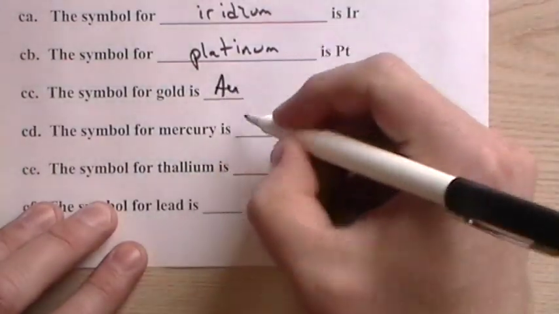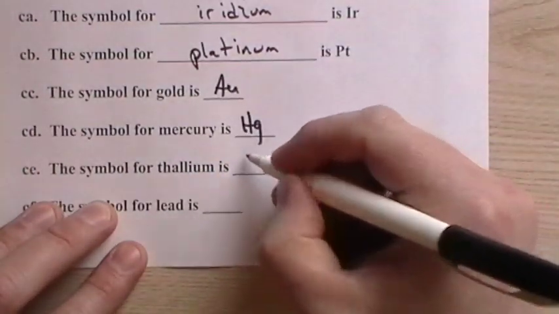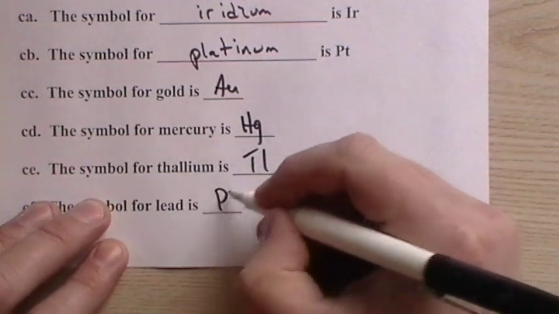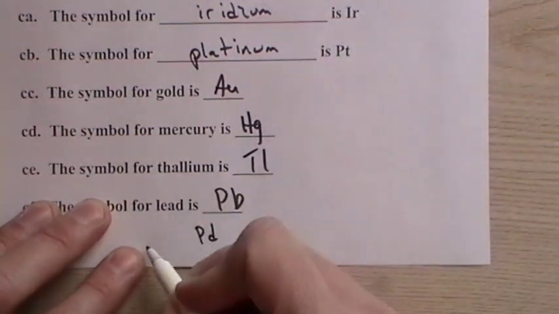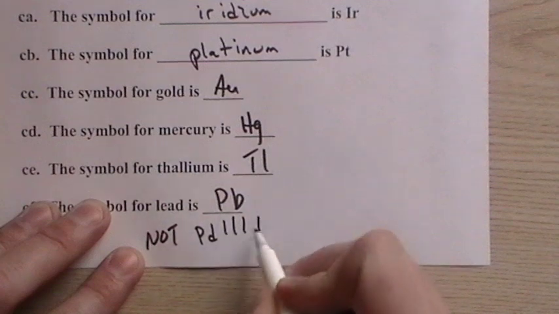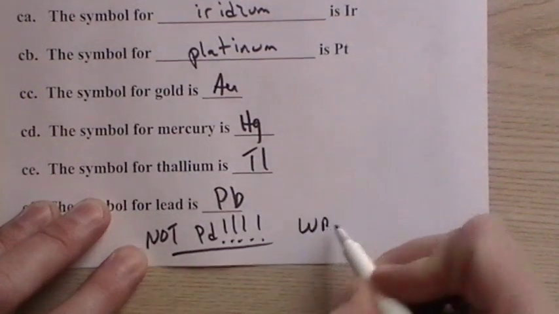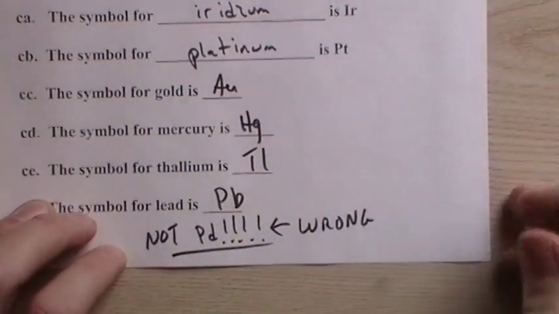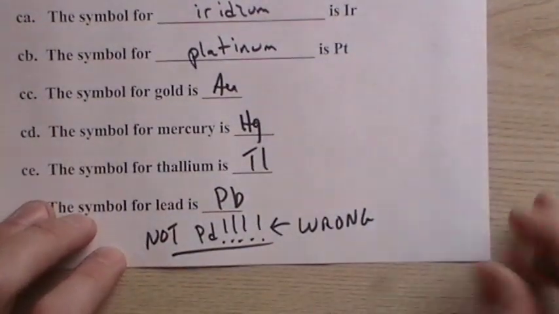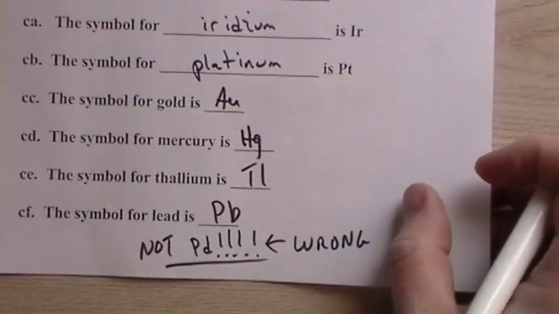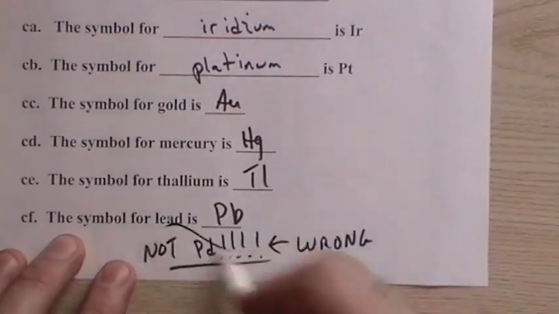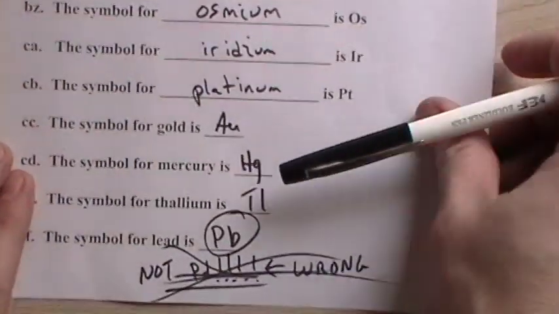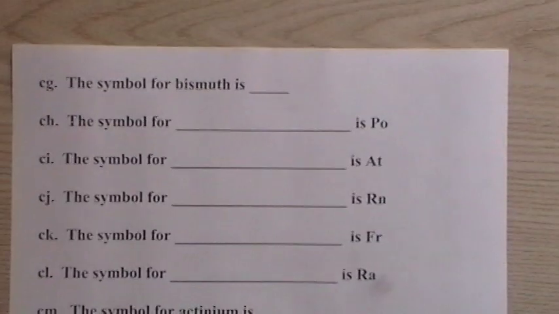Gold is Au, Hg. Then thallium is Tl. And then lead is Pb, not Pd. This is wrong. I pointed out because people they see lead and they see that D and they know there's a P involved, they know it's different, and they say Pd, so no, no, no, no, Pb. Make sure it's on there. Alright, coming up on the end here.